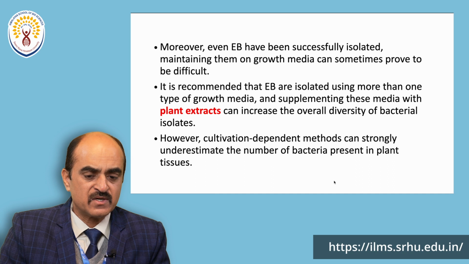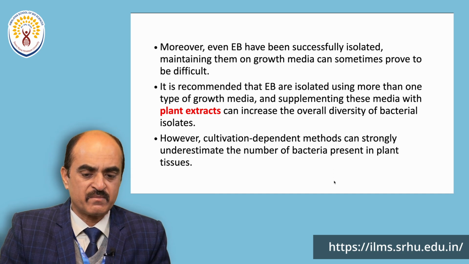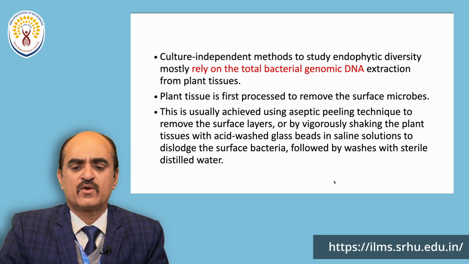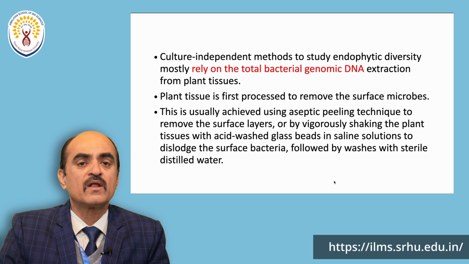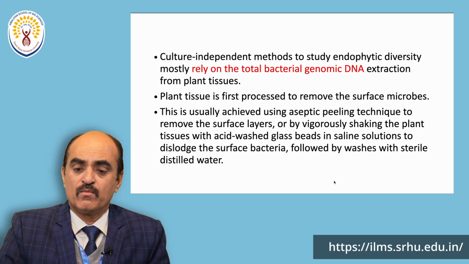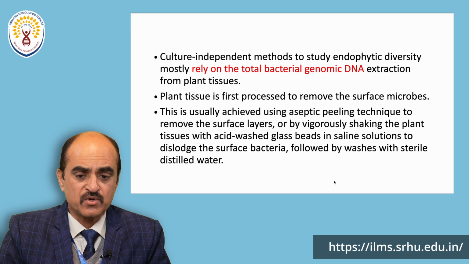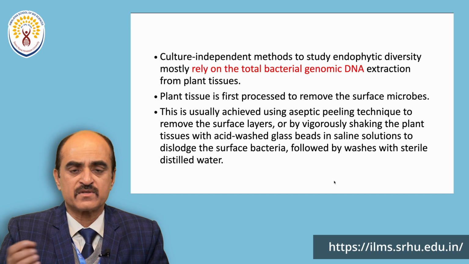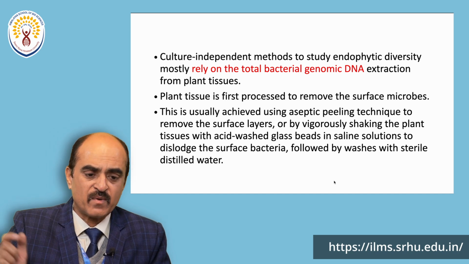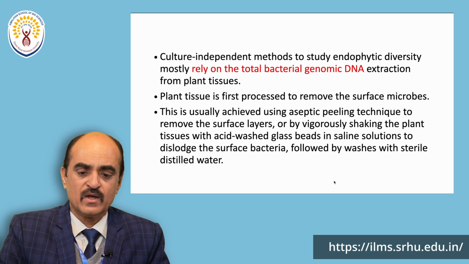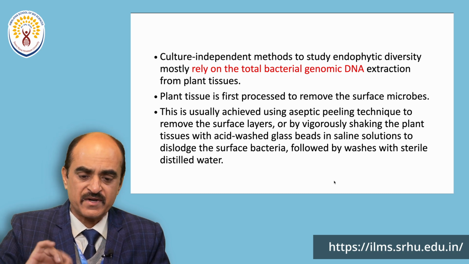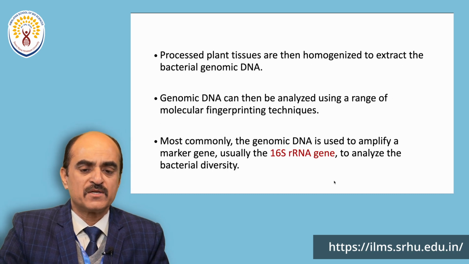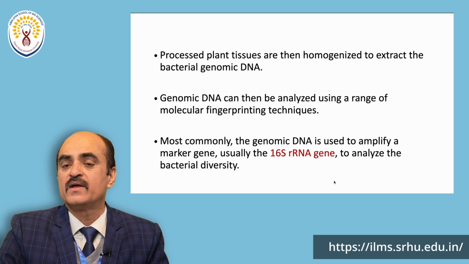However, cultivation-dependent methods can strongly underestimate the number of bacteria present in the plant tissues. So culture-independent methods to study the endophytic diversity rely on total bacterial genomic DNA extraction procedures. Plant tissue is first processed to remove surface microbes, usually achieved by aseptic peeling techniques to remove the surface layers, vigorously shaking the plant tissues with acid-washed glass beads in saline solutions to dislodge the surface bacteria, followed by a wash with sterile distilled water, and then the processed plant tissues are homogenized to extract the bacterial genomic DNA.